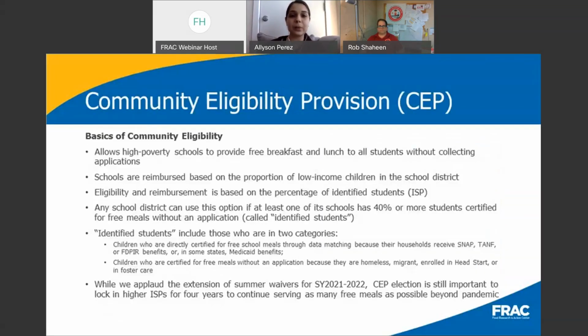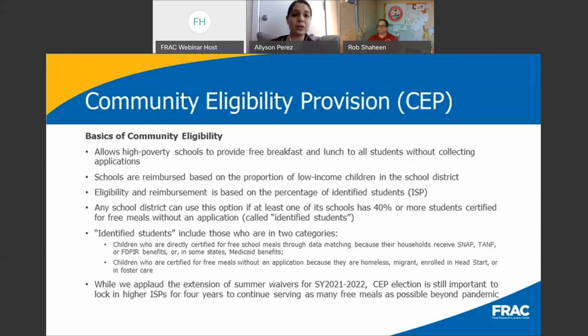The community eligibility provision, also known as CEP, allows high poverty schools and districts to provide free breakfast and lunch to all students without having to collect meal applications. Schools are reimbursed using a formula that is based on the proportion of low-income children in the school or district, using a figure called the Identified Student Percentage, or ISP. Any school or district can use this option if at least one of its schools has 40% or more of its students certified for free meals without an application.